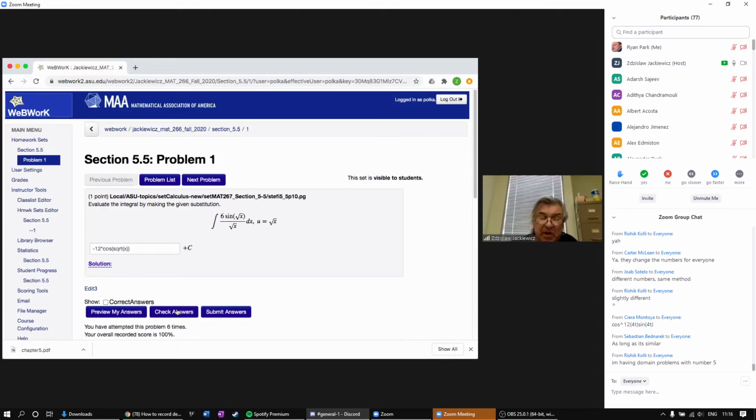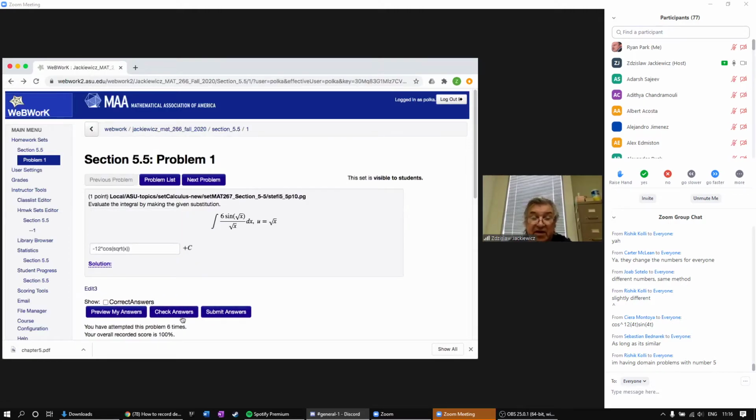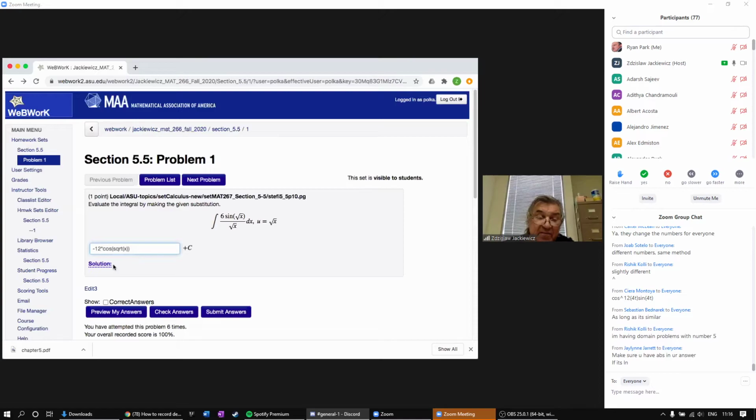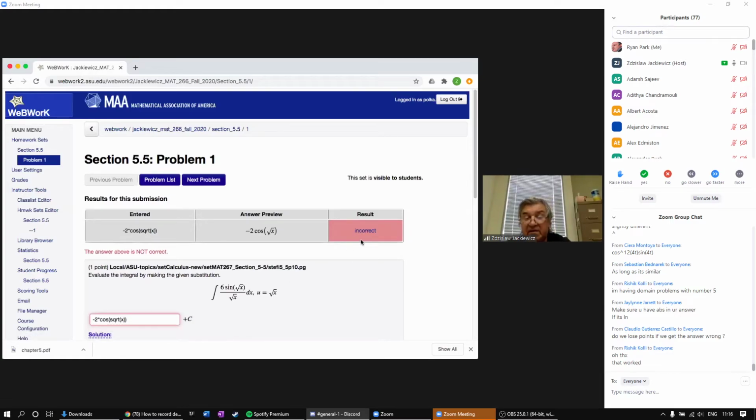Now, you were asking me about the check answer feature. You don't have that feature. I can check the answer and see that it's correct. You don't have this, but it's no big deal if you submit the answer. Let's make a mistake: instead of minus 12, let's put minus 2, which is incorrect, and I submit it. The answer is incorrect. If you see this, you can go back and make another attempt.